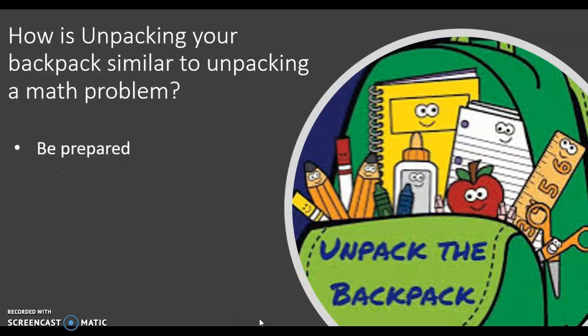So they both are helping you to be prepared for your school day or to be prepared to solve the problem. Organization. When you unpack, it's important that you're organized for the day, just as unpacking a math problem will help you organize your thinking to develop a plan to solve it. Unpacking your backpack allows you to have all the tools ready for the day: paper, pencils, ruler, scissors, all the things that you might need. Just like unpacking a math problem will help you to realize what tools or strategies you're going to need to solve the problem.